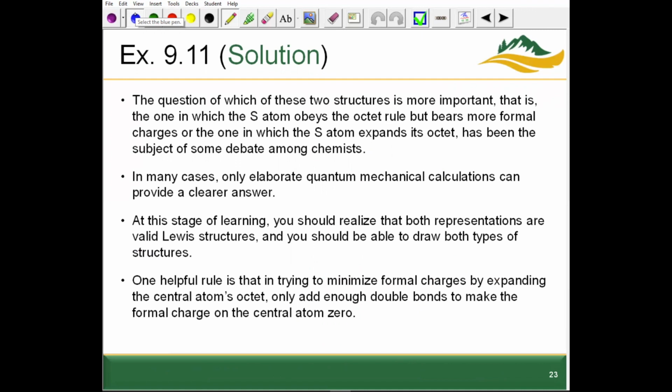So you may be wondering the question of which of the structures is more important? The one in which sulfur obeys the octet rule but bears a more formal charge of that +2? Or is it the one where sulfur has an expanded octet and then it has a 0 formal charge? Well, it turns out this is a little bit up for debate, which is pretty interesting.